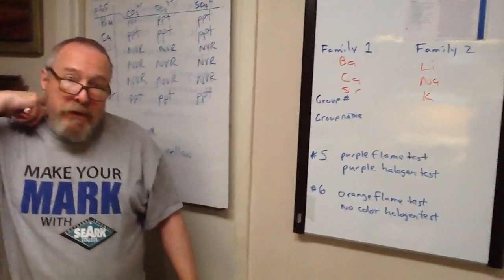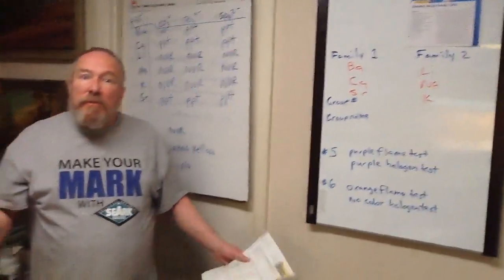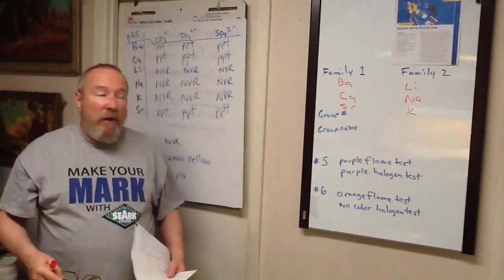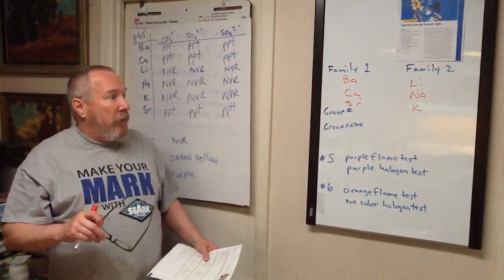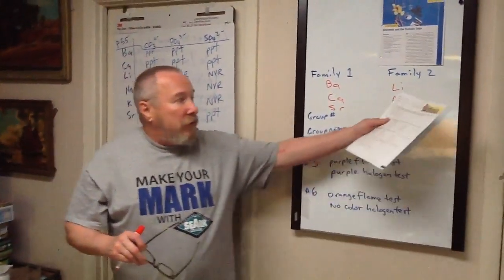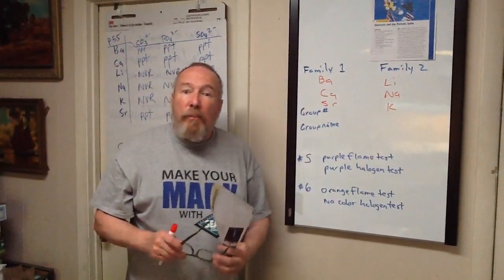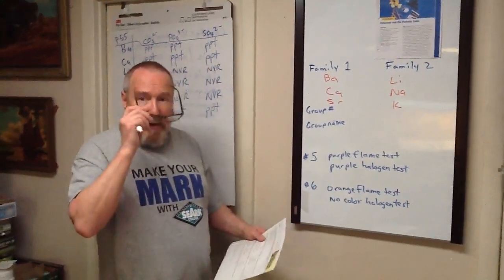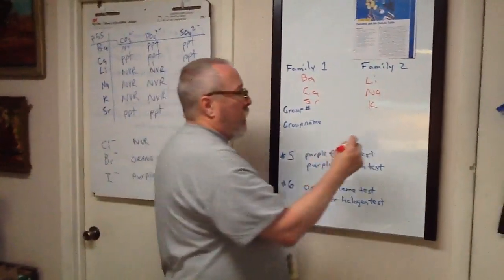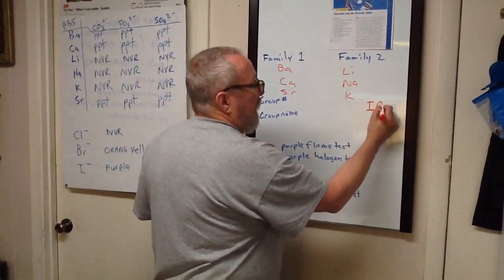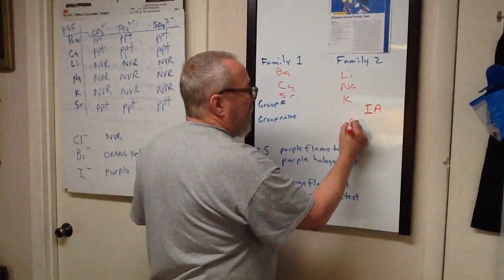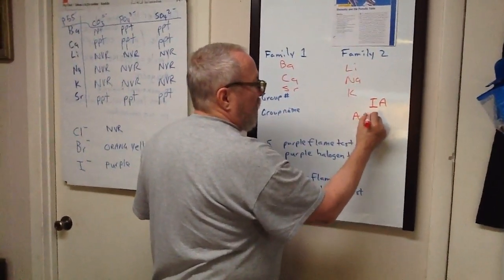Now, if you go to your periodic table, what do you see when you look at those? Well, let me go with family 2. Family 2, lithium, sodium, potassium, are all group 1A metals. Remember, I like to use the Roman numeral group 1A designation. So these are all 1A, and those are known as the alkali metals, or the alkaline metals.